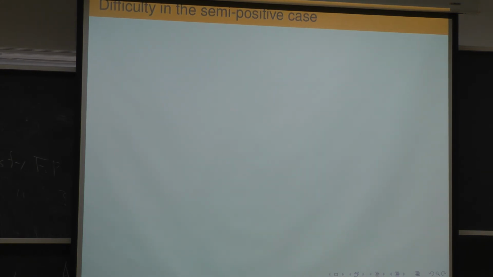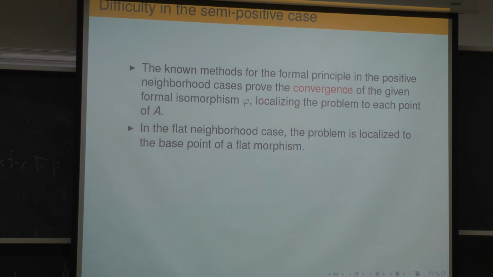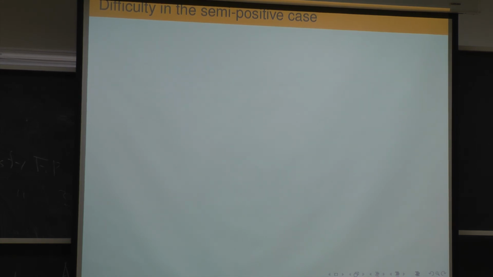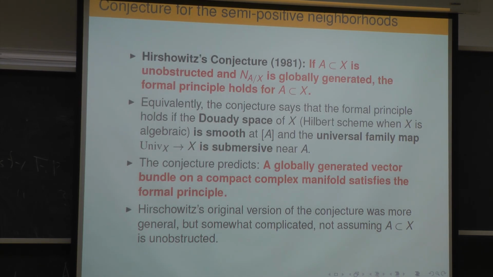And what is the difficulty of this problem? The difficulty is, as I already said, the known methods of the formal principle in the positive neighborhood case prove convergence. On the other hand, in the flat neighborhood case, you cannot expect convergence. It's an approximation theorem. And the conjecture somehow asks to combine these two, the positive neighborhood and the flat neighborhood. One has to combine these two results.